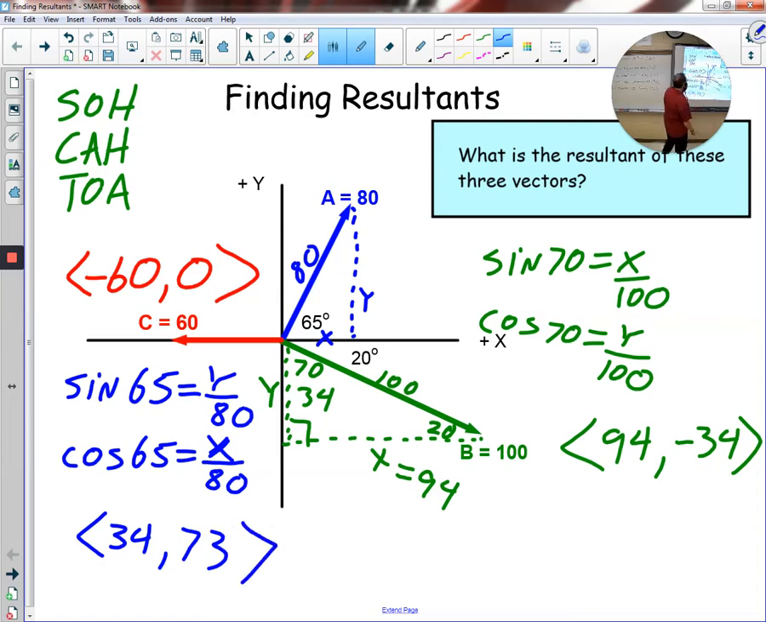Okay. So let's see what happens when we add all of our x's. What is 94 plus 34 plus negative 60? Positive 68. Somebody confirm? Yes, I got positive 68. All right.